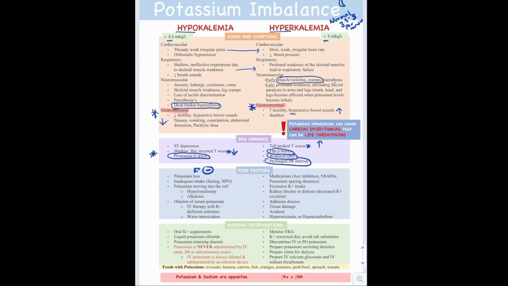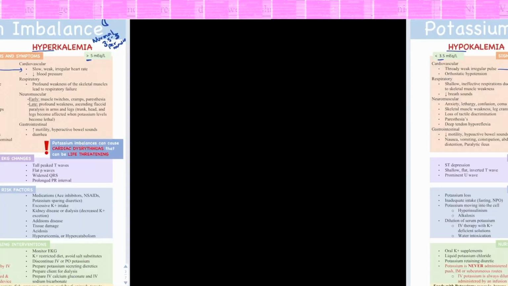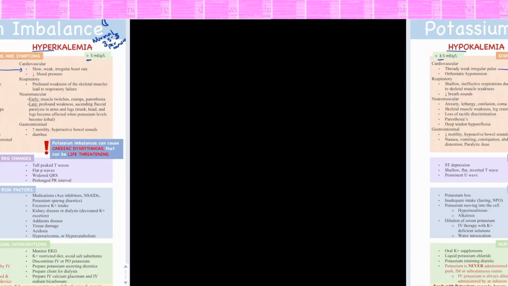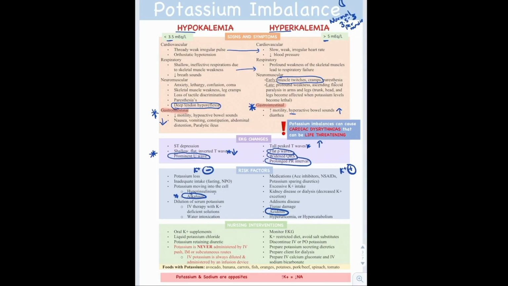When we're talking about hyperkalemia, medications like ACE inhibitors, NSAIDs, and potassium-sparing diuretics can all increase our potassium. Excessive potassium intake can also increase it. Kidney disease or dialysis with decreased potassium excretion, Addison's disease, tissue damage, acidosis, hyperuricemia, and hypercatabolism. Another thing that really sticks out to me is that in hyperkalemia you're going to have acidosis, and in hypokalemia you're going to have alkalosis. So that might be something important to remember, those opposites.